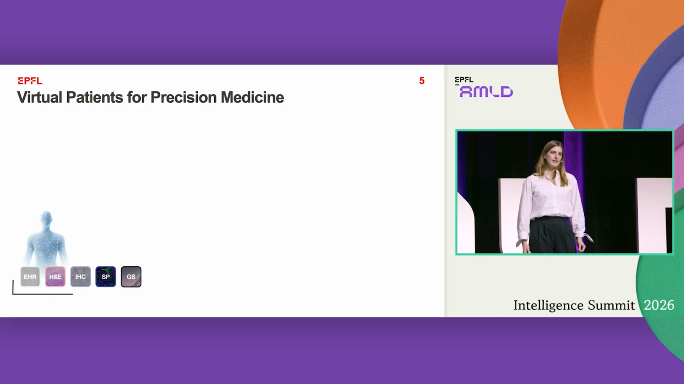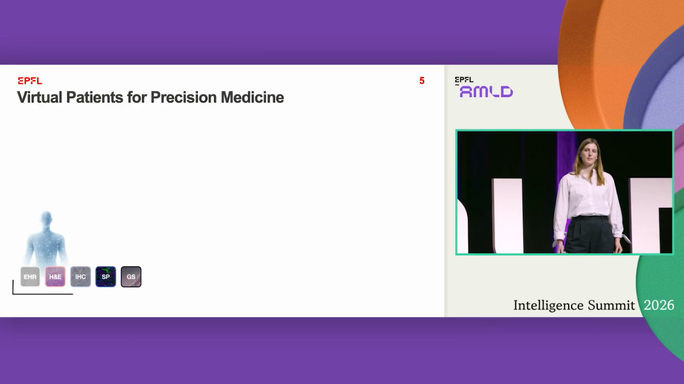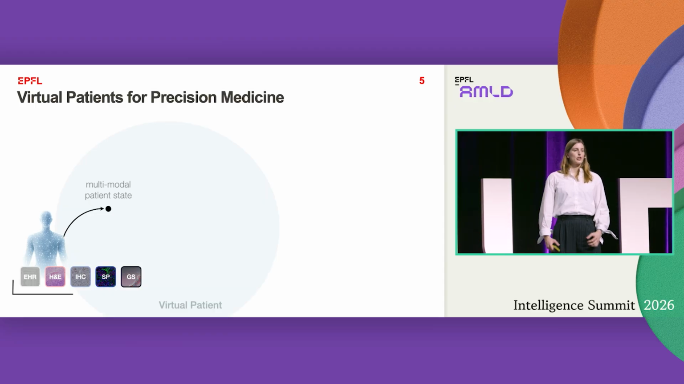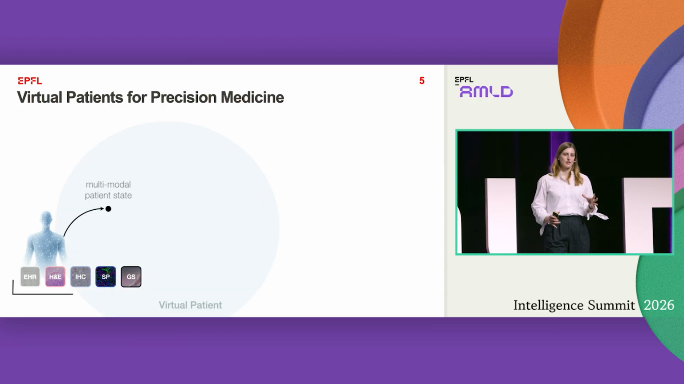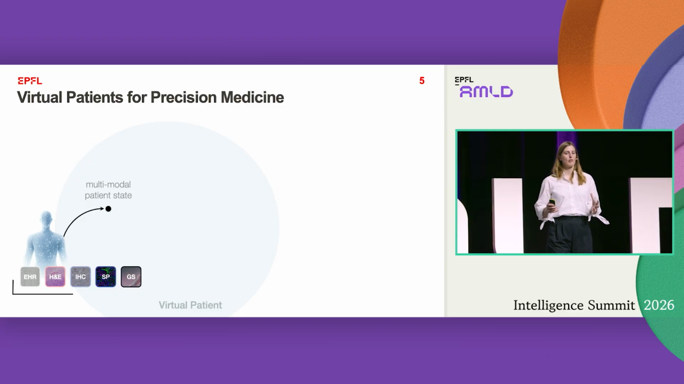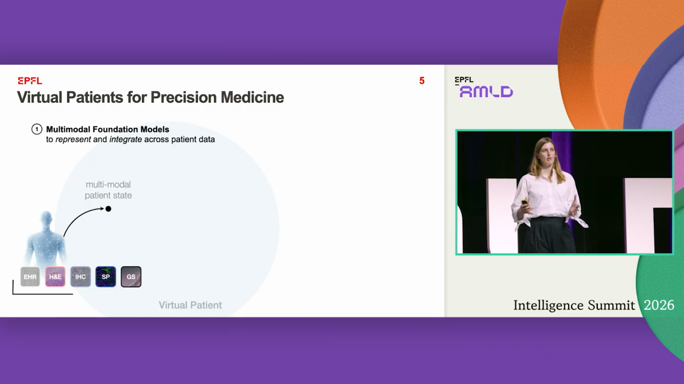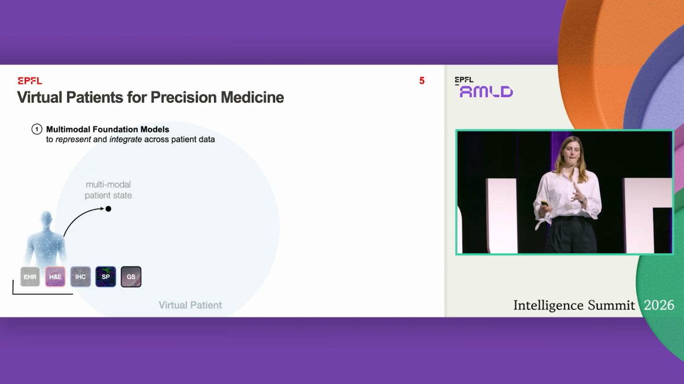This is the task. And of course, a virtual patient doesn't exist, but that's exactly what my lab is focusing on, innovating AI methods that make it possible to build such a virtual patient. We focus on 3 different angles of this. First, we need multimodal foundation models that allow us to integrate everything we know and can collect of a patient into this single shared representation.